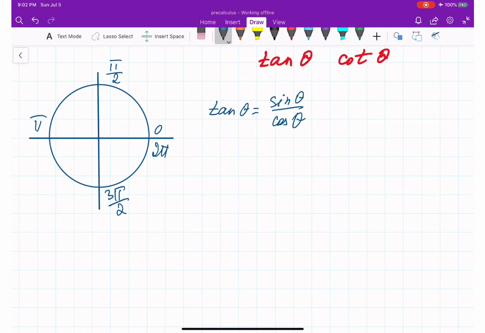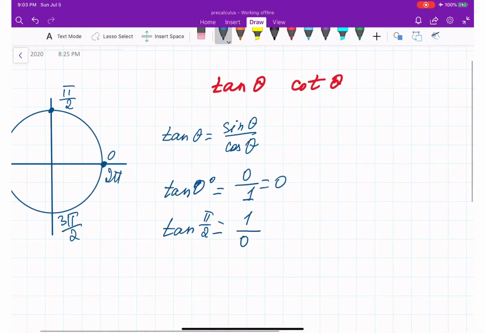So for tangent 0, it's gonna be sine 0, which is gonna be how much? It's gonna be 0. And divided by cosine 0, which is going to be 1. So it's equal 0. Next, tangent pi over 2 is equal sine pi over 2. Sine pi over 2 is here 1, because that's a y, right? And cosine pi over 2, it's going to be 0.